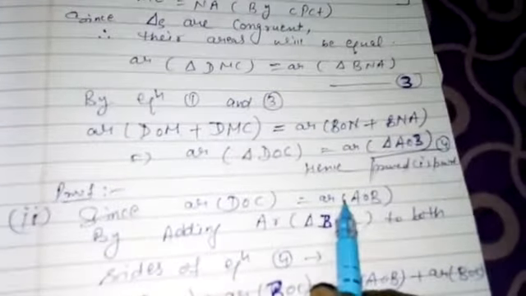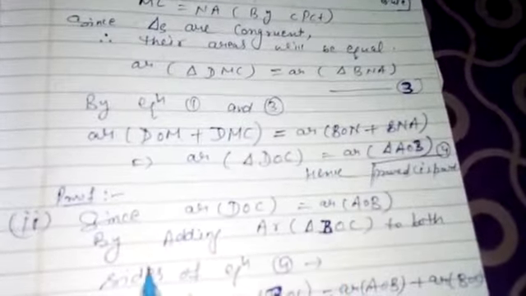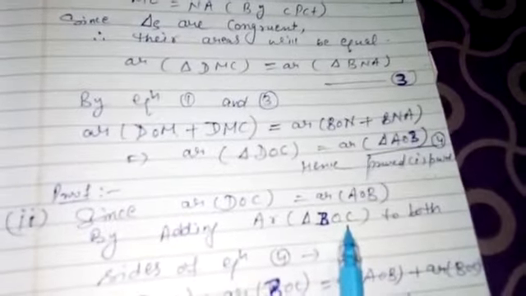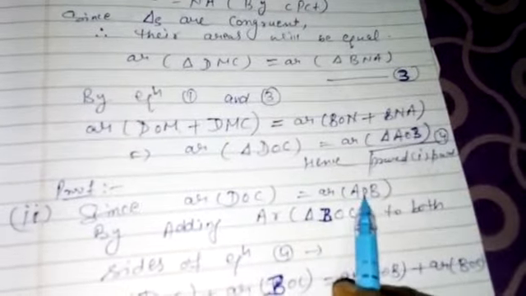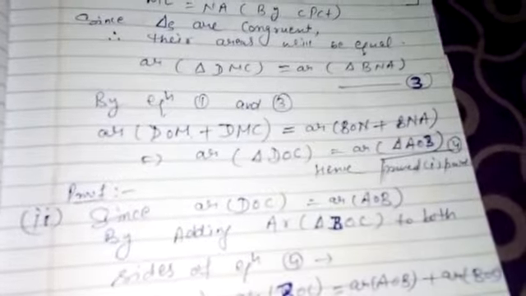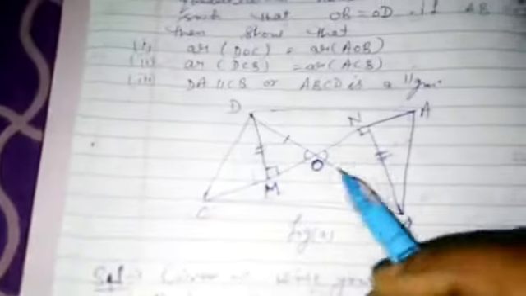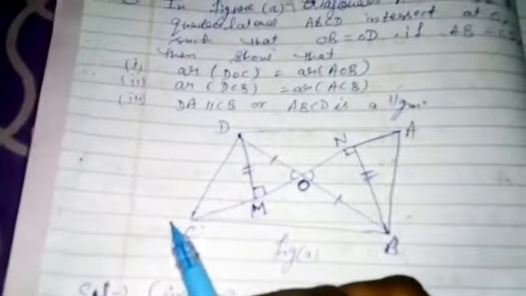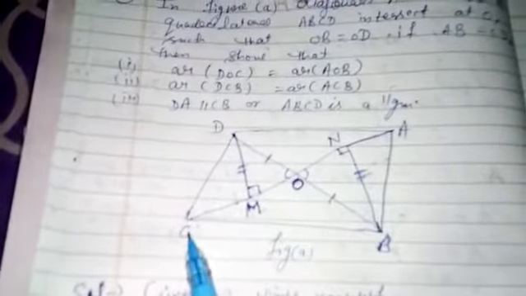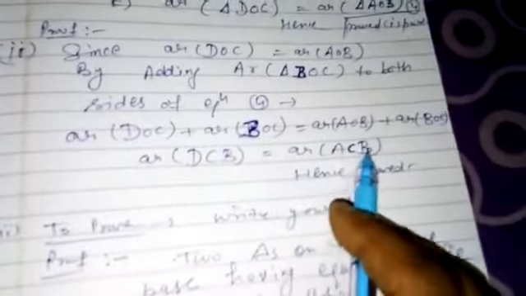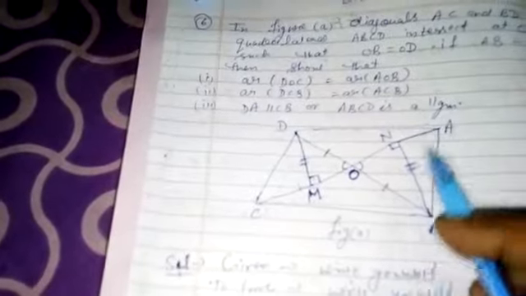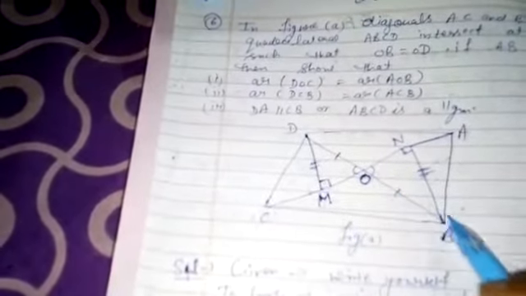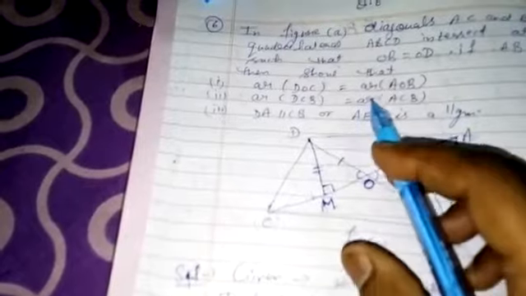Area DOC is equal to area of AOB, we have proved. Now we add the area of BOC to both sides. See, I am showing you why we added the area of BOC. In DOC, if we add the area of BOC, we will get DCB, that only we have to prove in the second part. Now if you add, you will get area of DCB is equal to area of ACB. This area will be equal to this area, that only we have to prove.